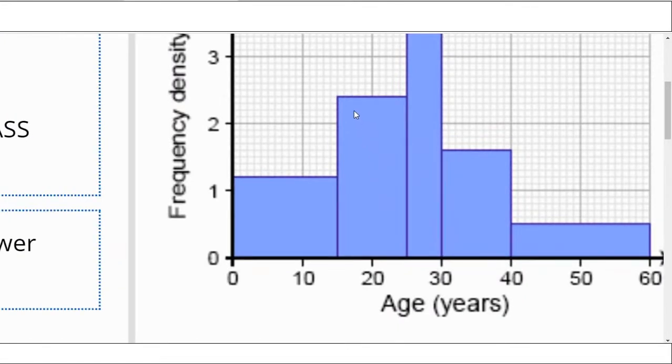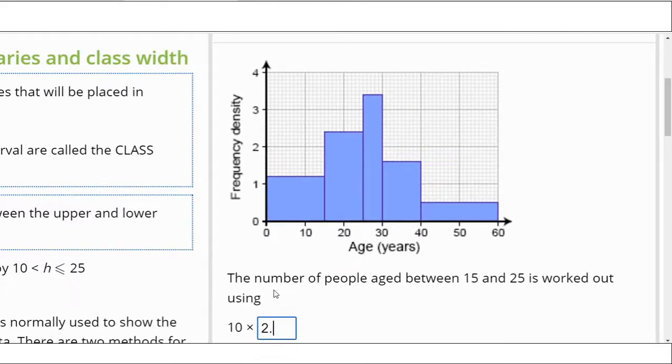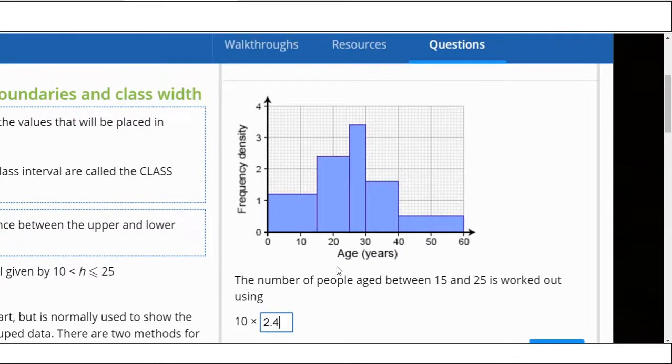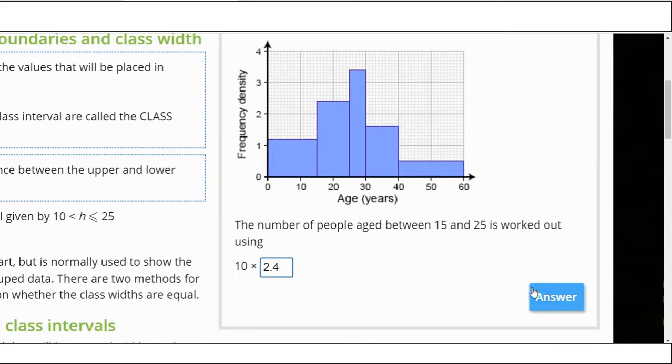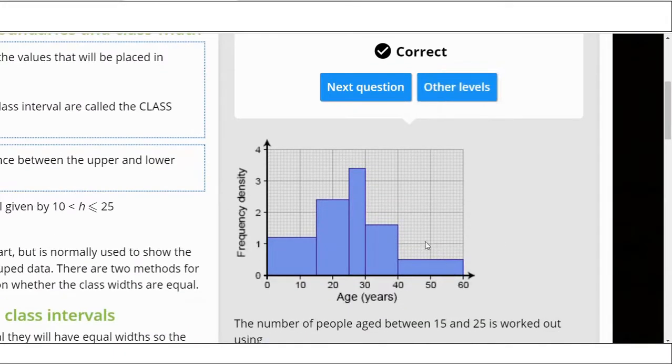Okay, make it bigger. So this one, one box represents 0.1. So it's 0.4. So it's 2.4. So 2.4 here. Okay, correct. Okay, three last questions.